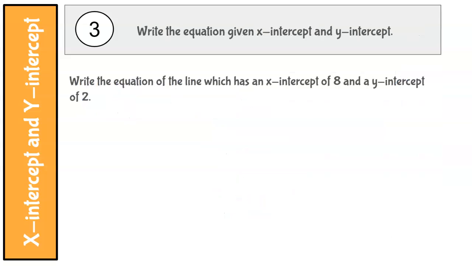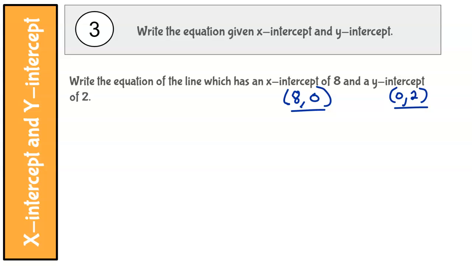So we looked at how to graph an equation finding the x and y intercepts. Now we're going to use the x and y intercepts to come up with that equation. So it says write the equation of the line which has an x-intercept of 8 and a y-intercept of 2. It will do you well to remember that these are points. So if an x-intercept is 8, that really goes with a point of 8, 0. And if the y-intercept is 2, that goes with a point of 0, 2.